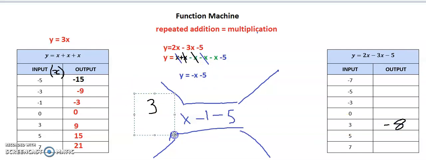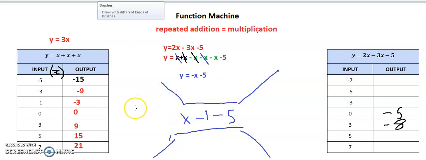Likewise, if I change it and make it 0, 0 times anything is 0. 0 take 5 is negative 5. And the last one that I'll do using this equation is when x is negative 3. If x is negative 3, when we're timesing by a negative, a negative and a negative is a positive. 1 times 3 is 3. 3 take away 5 is negative 2.